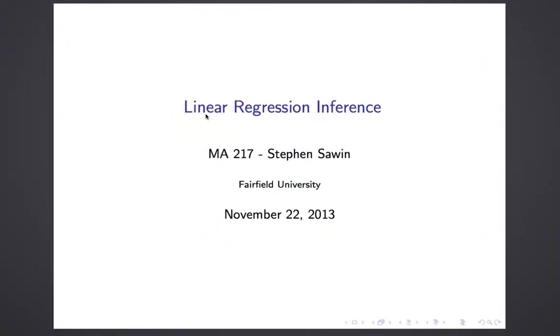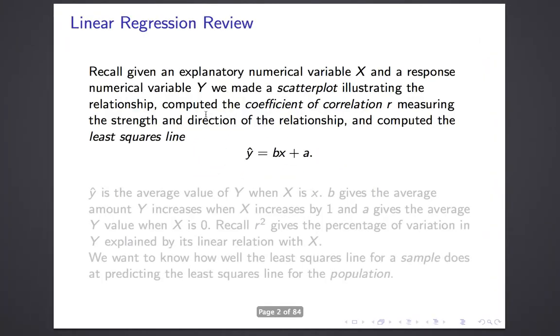Inference. I'm going to begin by reminding you of earlier in the semester when we talked about linear regression. Recall the situation was that you had a numerical explanatory variable, which we always called x, and a numerical response variable called y, and we were interested in the relationship. We learned to make a scatter plot, which was a visual representation of the relationship. We learned to compute the coefficient of correlation, R, which measured the strength and the direction of a linear relationship.